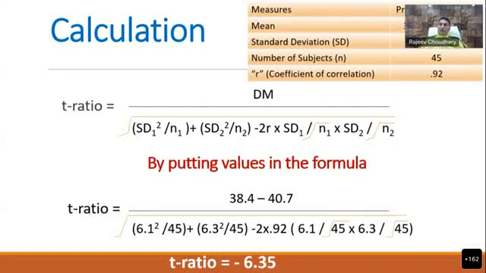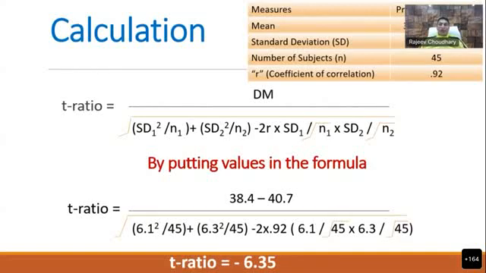With the mean, standard deviation, and number of subjects, we require one more value known as R. R means the coefficient of correlation, which is 0.92 in this example. If we put all the values in, the calculated t value, or t ratio, is 6.35. We have to ignore the minus sign. The t ratio cannot be negative, since we calculate the difference between means.